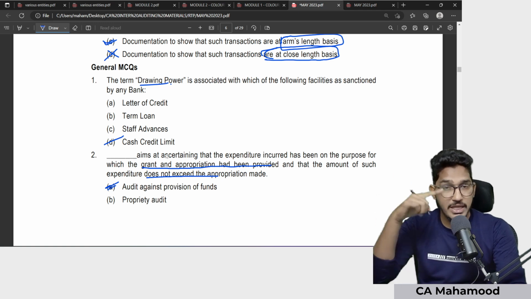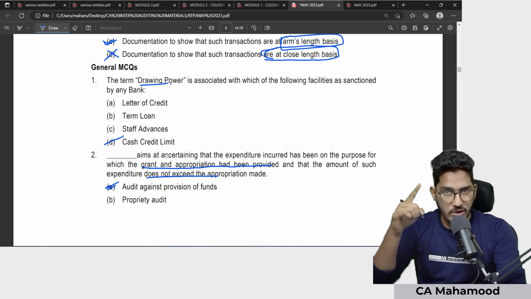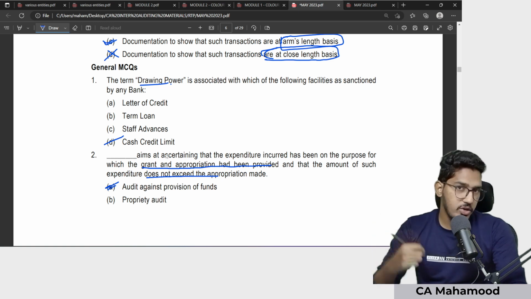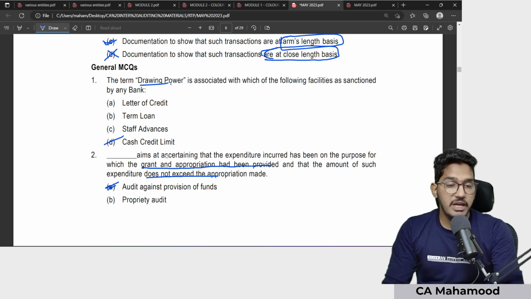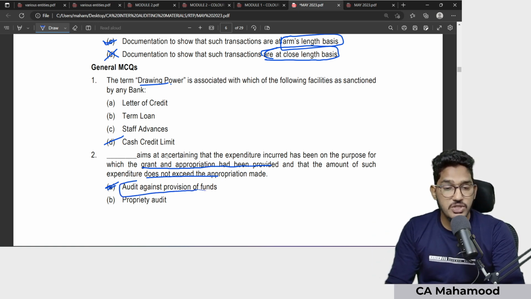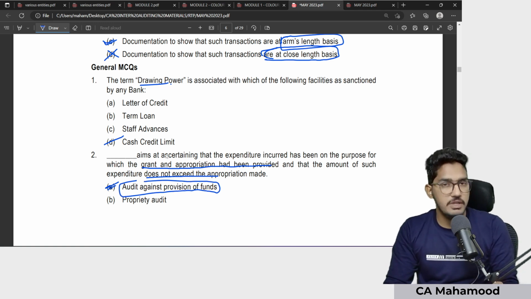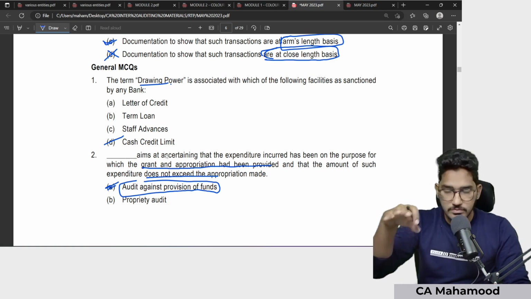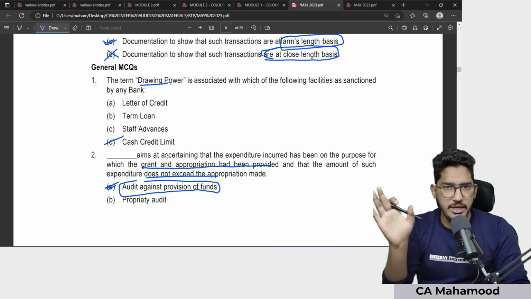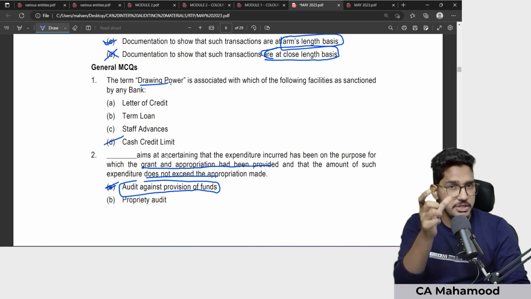So as we have seen, audit against rules and orders, audit of sanctions, audit against provision of funds, proprietary audit, performance audit. Out of all those 5 options, which one is fitting for the given question? Option A. Audit against the provision of funds. Audit against provision of funds means what? In government, for every expenditure, there will be a limit set. There will be a certain amount which is appropriated. Nothing but, if I put it in simple words, budget will be there.